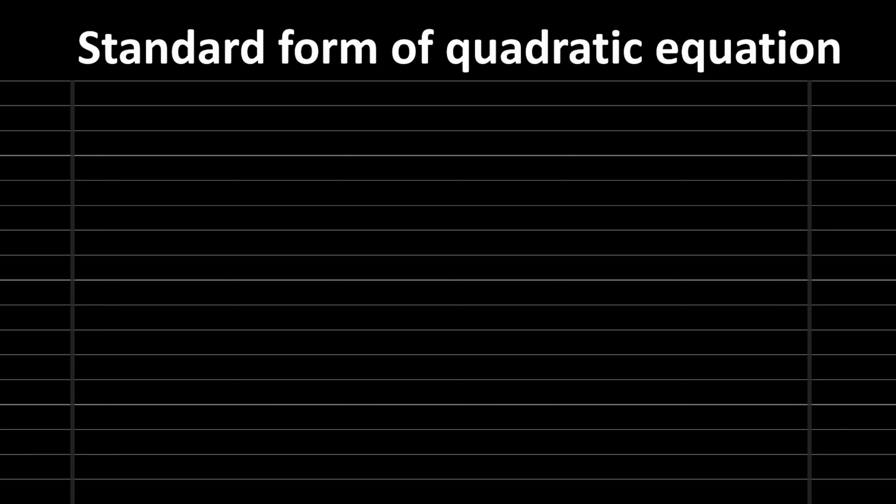And if any equation is given, how can we say whether that is in standard form or not? If it is not in standard form, how do we bring that in standard form? So let's go through that. As we know, standard form of a quadratic equation is ax square plus bx plus c equal to 0, where the rule is that a should not be equal to 0. Now, I'll give you some examples.